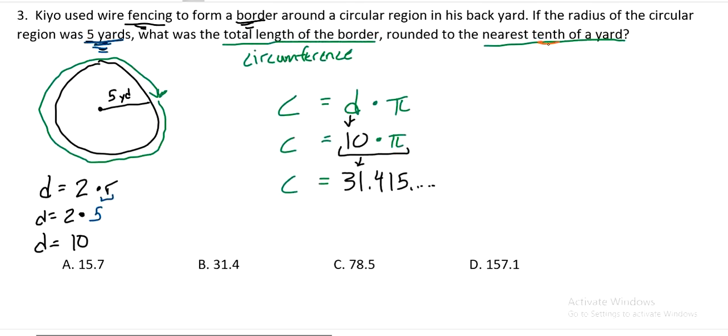The nearest tenth of a yard, though, 4 is in the tenths spot. We look at the number behind it to decide whether that 4 goes up to a 5 or stays as a 4. Since the number behind it is a 1, the rule for rounding is, if the number behind our place value is 4 or less, it stays the same. If it's 5 or more, it goes up. So in this case, it's going to stay as 31.4.